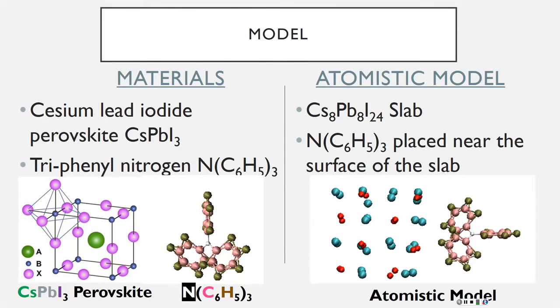So for the models I use, specifically I use cesium lead iodine perovskite, CsPbI3. And then for the organic dye molecule, I just chose triphenyl nitrogen because it's the simplest dye molecule I could look at to begin with. And then for the input atomistic model for VASP, I chose a CsPb8I24 slab. So it's a couple unit cells that has a surface, and then it extends periodically into the structure to mimic bulk characteristics. And then we just place the dye molecule. It's not physically connected, it's just placed pretty close to the surface of the perovskite.